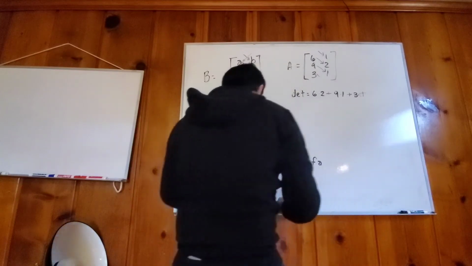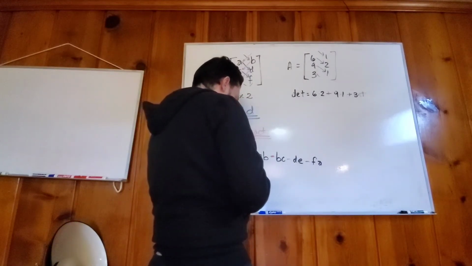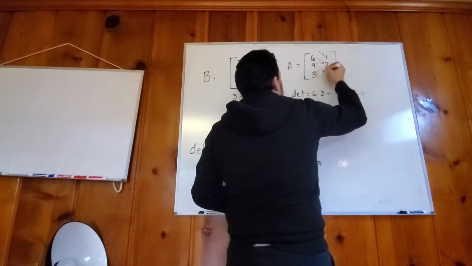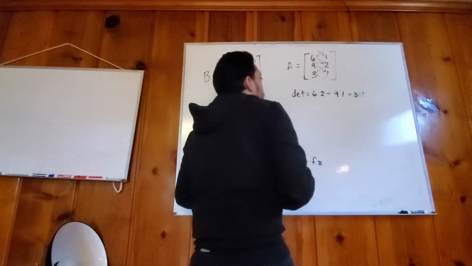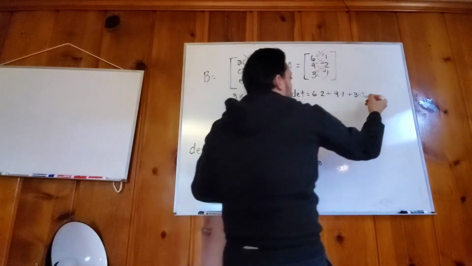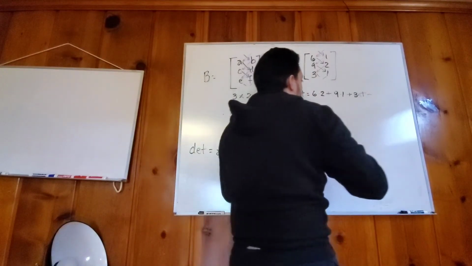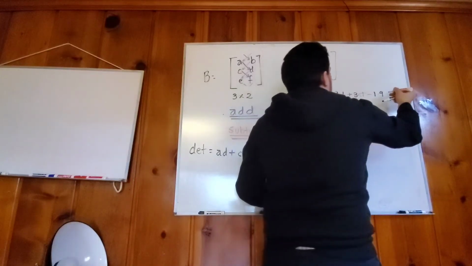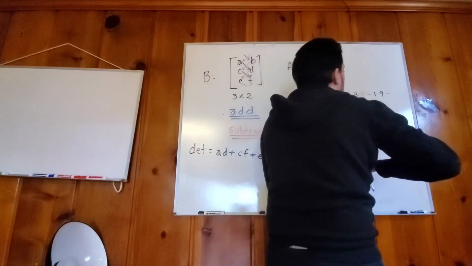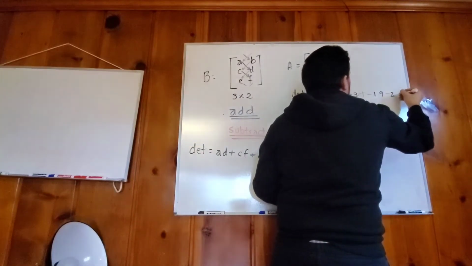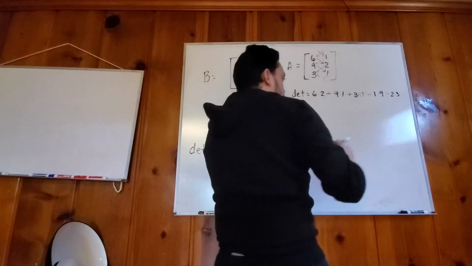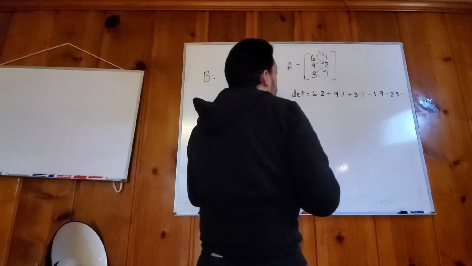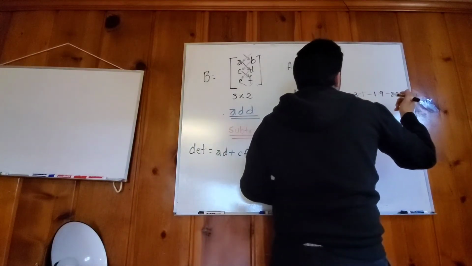So that's the first part. And then the second part, we have to do 1 times 9, 2 times 3, 1 times 6. So it'd be minus 1 times 9, minus 2 times 3, and finally minus, and I know I ran out of board because obviously this board is super long, 1 times 6.